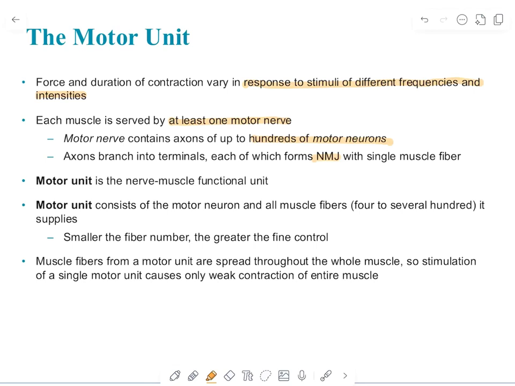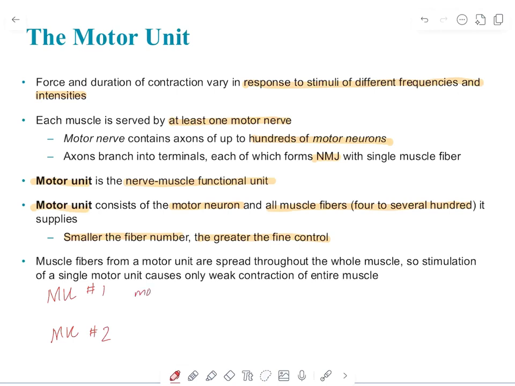A motor unit is the nerve muscle functional unit, and it's defined as containing one single motor neuron plus all the muscle fibers that it innervates. So the smaller the fiber number, the greater the fine control. So let's consider a couple different motor units. I'm going to abbreviate as MU for motor unit. We have motor unit number one and motor unit number two.